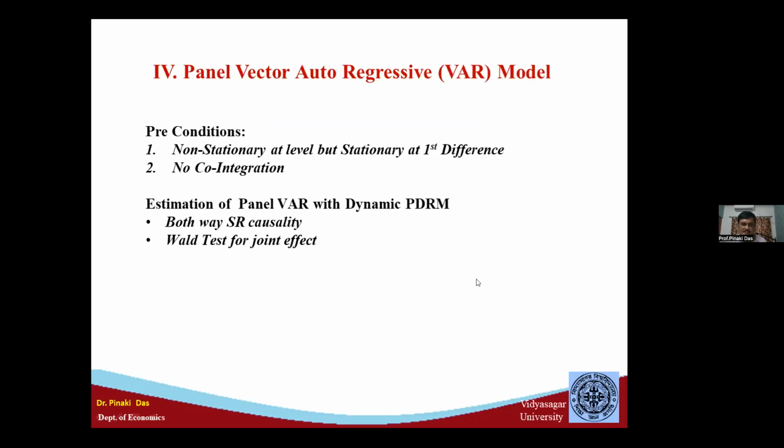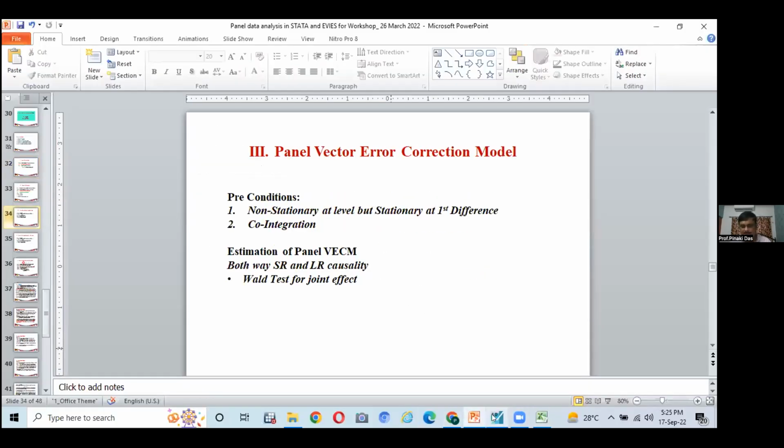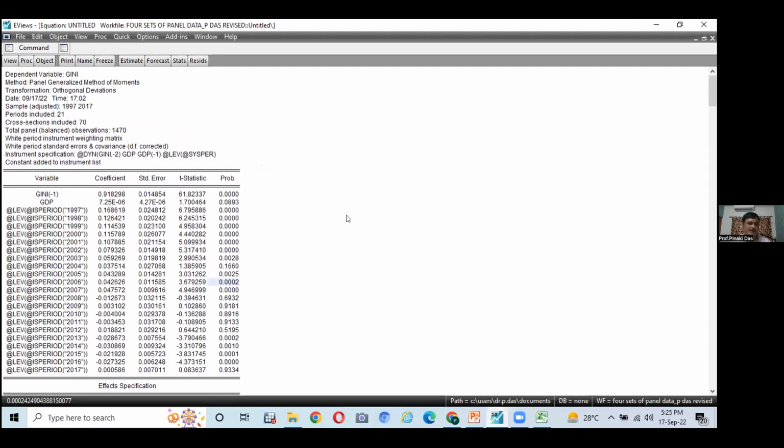Now it is my application part. I open the software, EViews software. This is the EViews software. I have already imported the data related to Gini inequality and other macroeconomic indicators across countries over time. Now my task is to estimate the panel unit root test, panel co-integration test, VECM model, and VAR model.